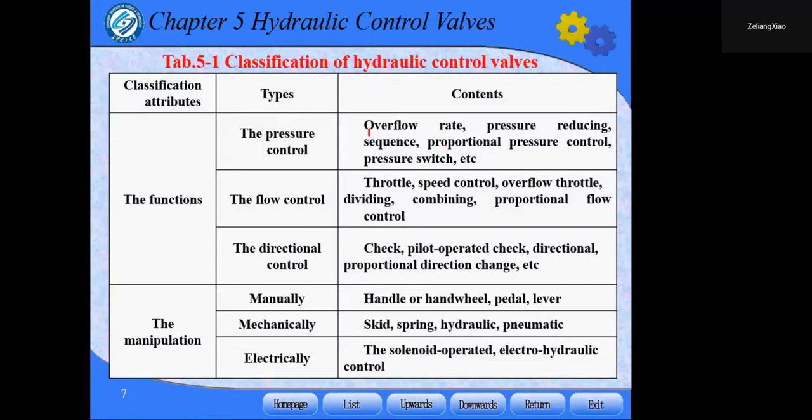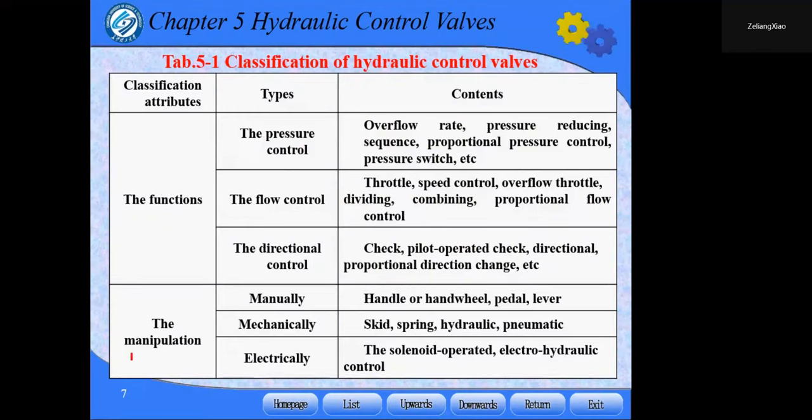The pressure control valves include the overflow valve, pressure reducing valve, proportional pressure control and pressure relay. And the flow control includes throttle, speed control, overflow throttle, dividing and combining, proportional flow control. The directional control includes check valve, pilot operated check, directional and proportional direction change. That's roughly it.